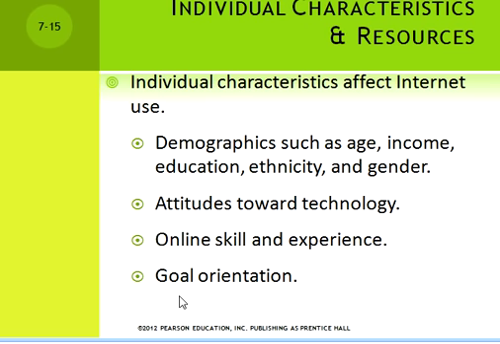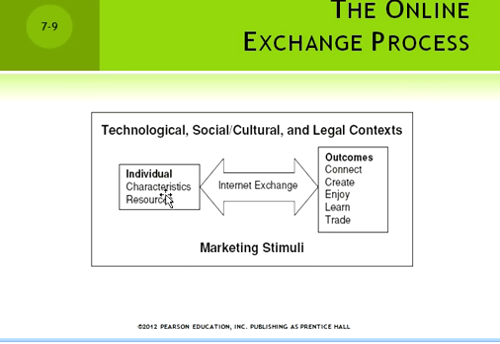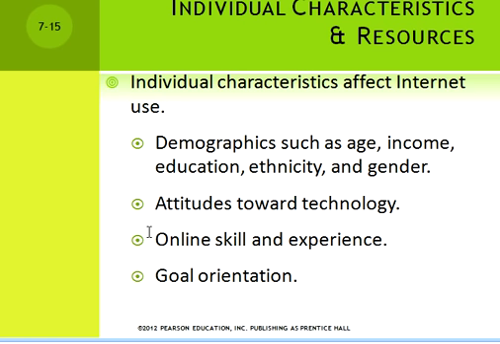Individual characteristics and resources: we saw that in the diagram on the left side. Let me go back again to show you what I'm talking about. Here, individual characteristics and resources. I want to explain how they affect individual use. Demographics such as age, income, education, ethnicity, and gender are the areas which will affect the usage of the internet.